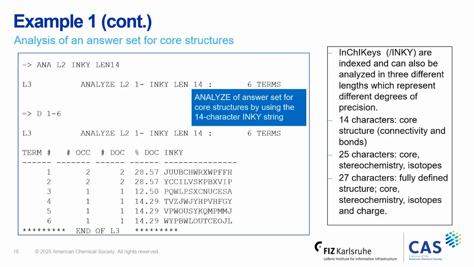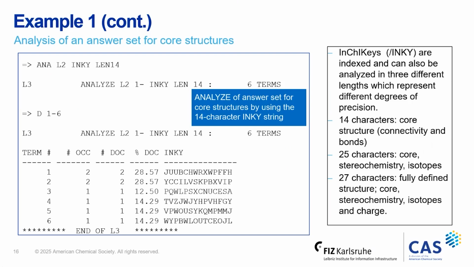You'll notice in this example that we're analyzing at a length of 14. You look at the search command, it's analyze set L2, going to analyze the field, the InChIKey, and we're telling the system to knock it off at 14 characters, as opposed to those 25 or 27 character options. That means all of our core structures will now be considered in the same part of my analysis.